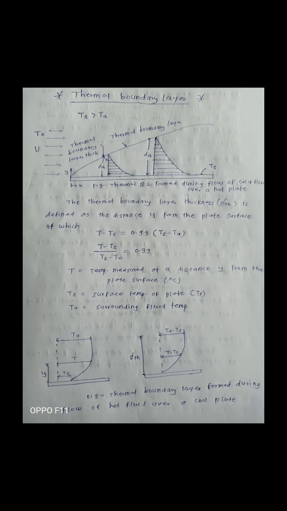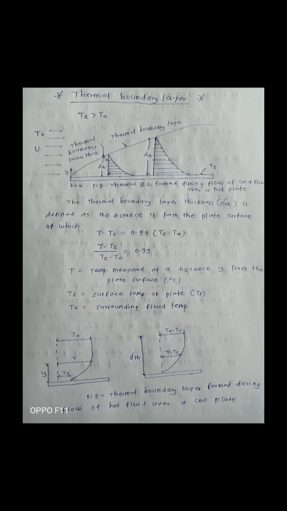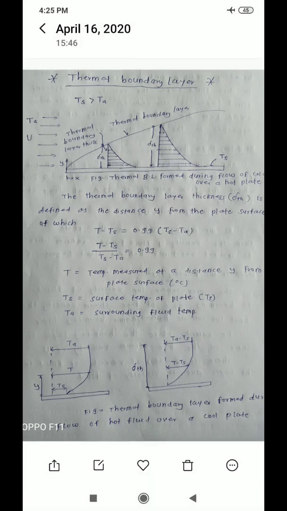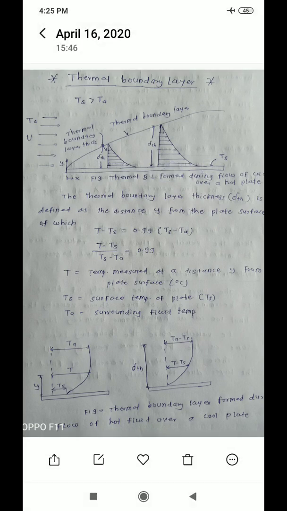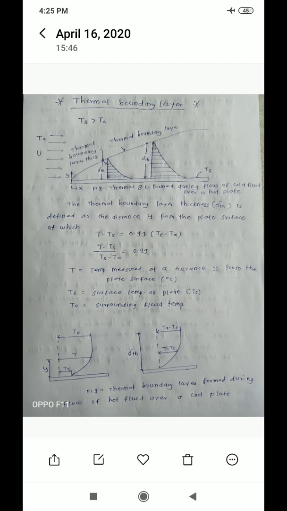Suppose we have to calculate delta Th at this point. T is the temperature measured at a distance y from the plate surface. We have to measure the temperature at this particular point. That temperature is capital T, and Ts is the surface temperature of the plate, and Ta is the surrounding fluid temperature.